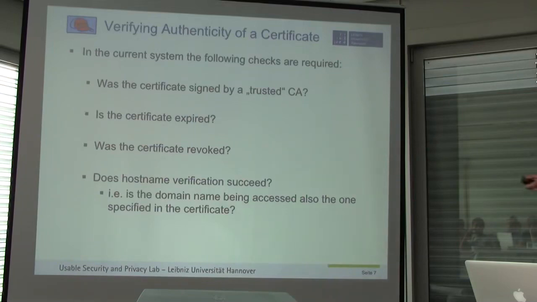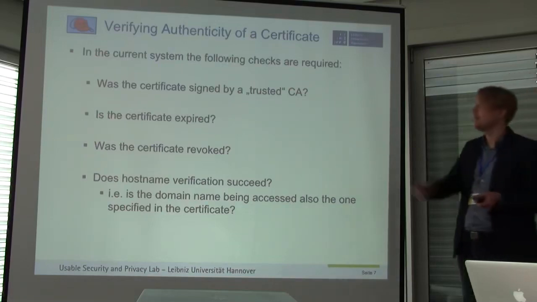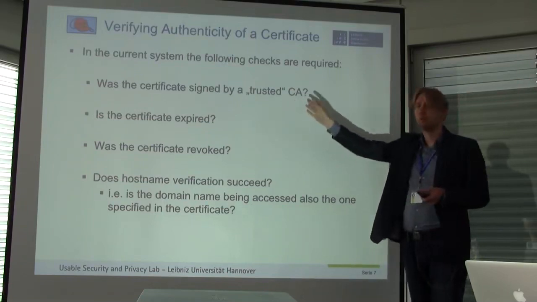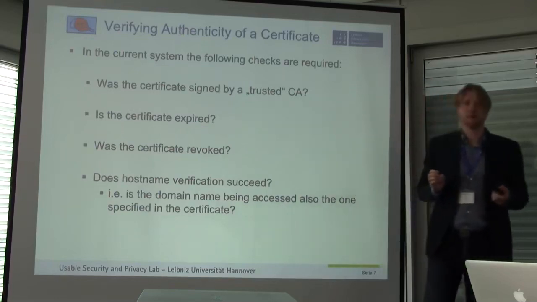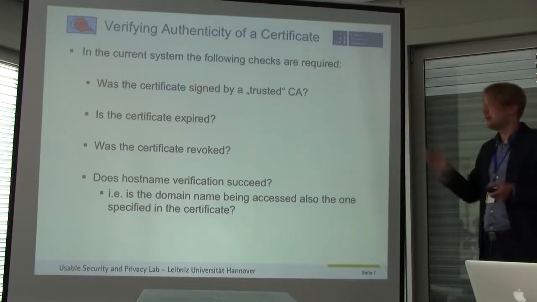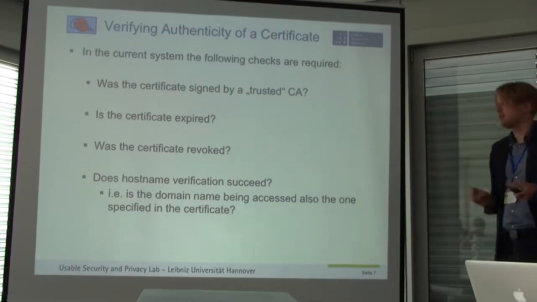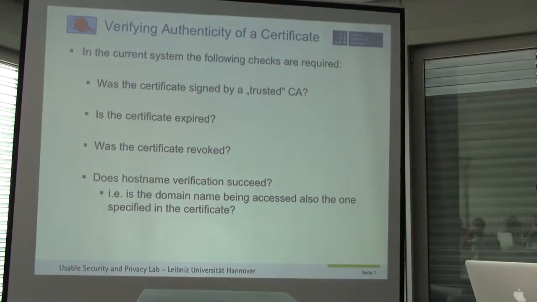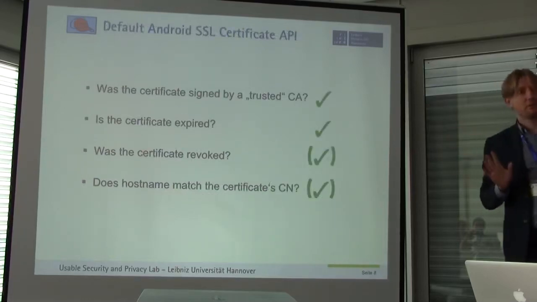So using the current CA system, if you get a certificate, there are several steps you need to do to check that everything's okay. The first thing is you check, was the certificate signed by a trusted certificate authority? Then you have to check, is the certificate expired? And the wording here is actually quite important. I'll come back to that a little bit later. Then you should check if the certificate was revoked. And you should check if the host name verification succeeds. So that's where you actually check, I'm trying to reach domain X, and is the certificate actually made out for this domain X? And on Android, it does look fairly okay.